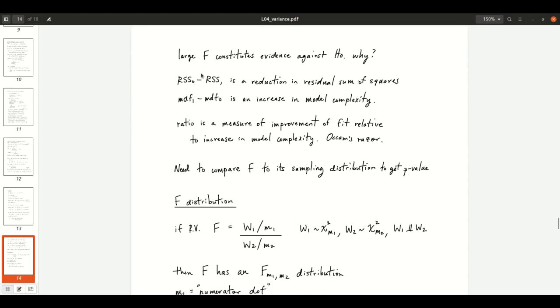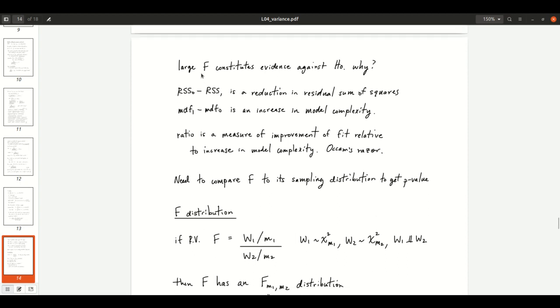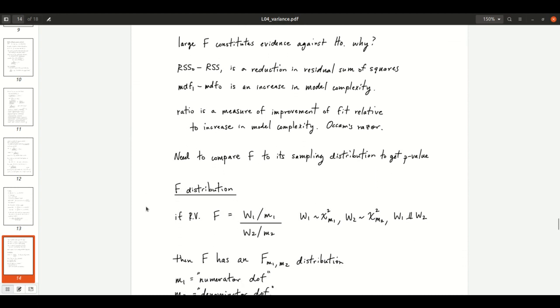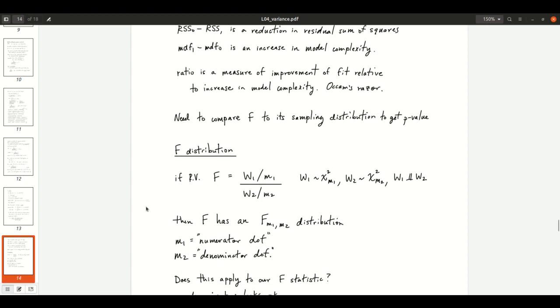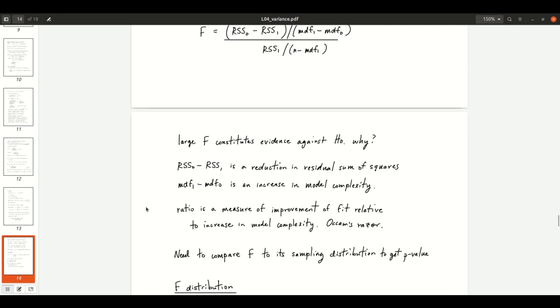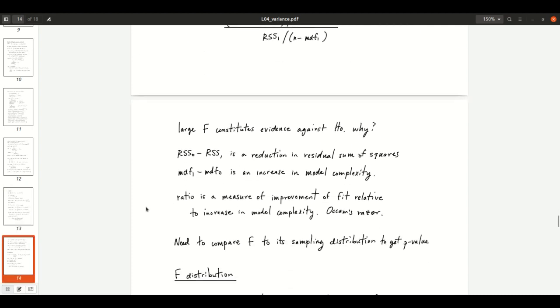So that's just a heuristic idea of what this F statistic is measuring. But in practice, what we actually need to do is compare F to its sampling distribution to get a p-value. So it turns out it's going to have an F distribution, but we're going to use the same strategy here. First, I'm going to tell you what the F distribution is, and then we're going to verify that the F statistic that we constructed actually has an F distribution.